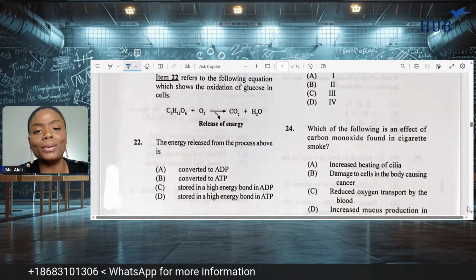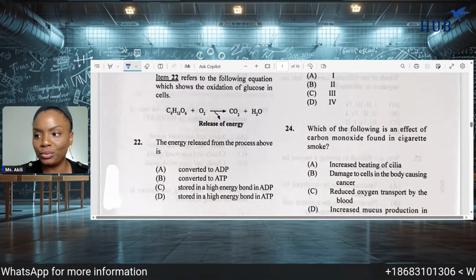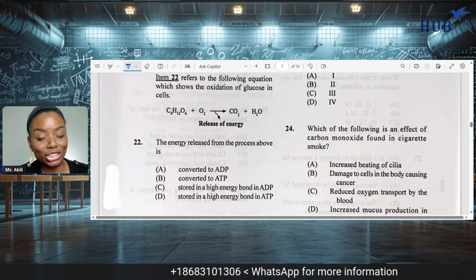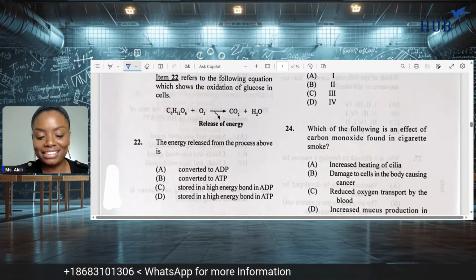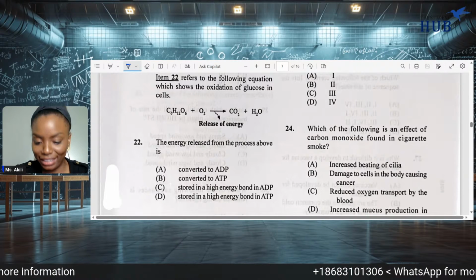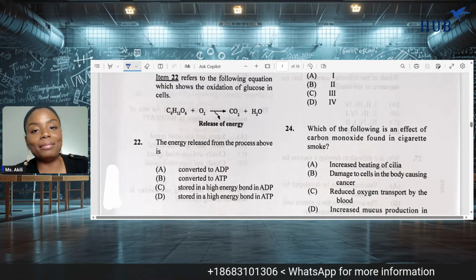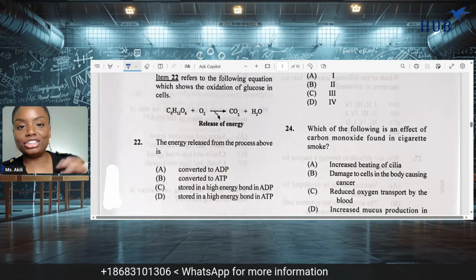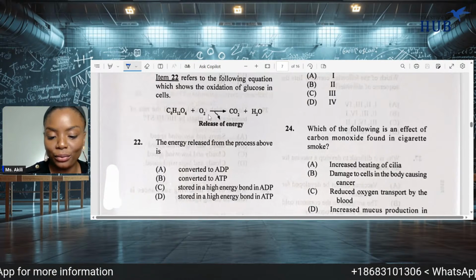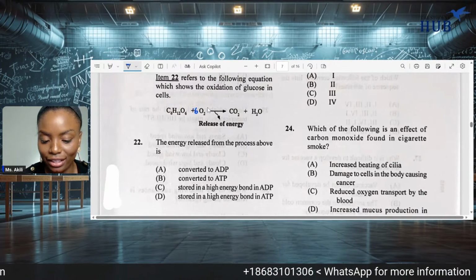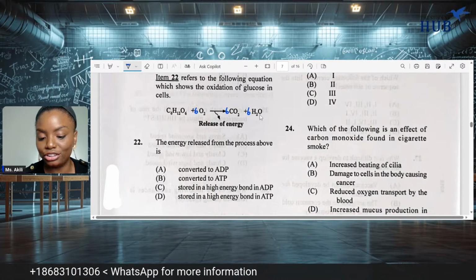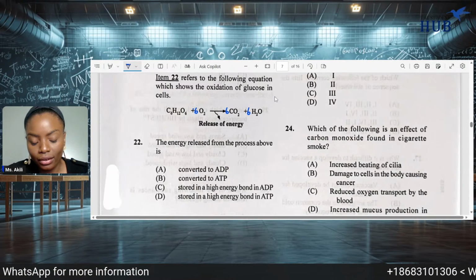So we got up to question 21 last day, so we're picking up with question 22. Item 22 refers to the following equation, which shows the oxidation of glucose in cells. So you have your C6H12O6 plus O2 to give you your CO2 plus H2O. Now, this isn't a balanced equation by any means, but it's showing that glucose plus oxygen is being broken down into carbon dioxide and water. If this equation were balanced, we'd have to put in some sixes: C6H12O6 plus 6O2 to give you 6CO2 plus 6H2O, representing respiration.